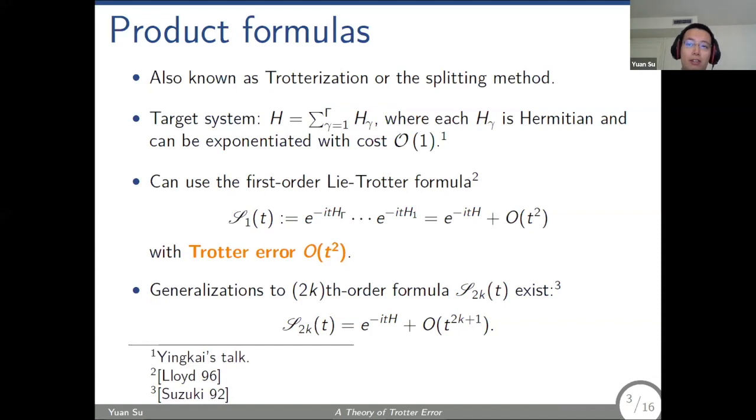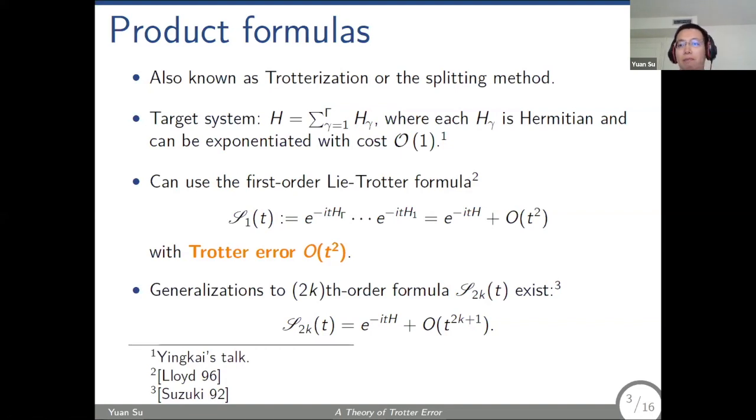In any case, the assumption here is that you have a target system given as a linear combination of terms. And you assume that each term is a Hermitian operator and can be exponentiated with constant cost. We have already seen this setting in some of the previous talks. In any case, instead of directly exponentiating this Hamiltonian, what you can do is individually exponentiate each term like this, and then put them together. This is sometimes called the first order Lie-Trotter formula. It is first order accurate, so the error will be second order in t. This is sometimes called Trotter error.